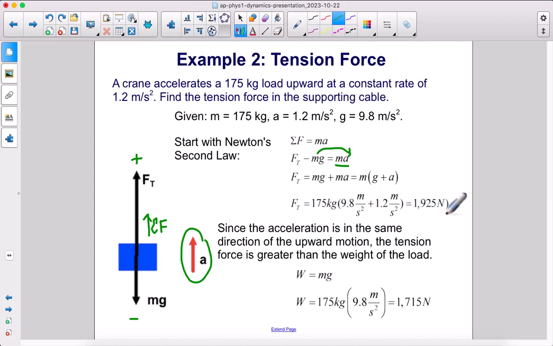1,925 newtons. Since the acceleration is in the same direction as the upward motion, the tension force is greater than the weight of the load. If you calculate the weight, you'll see that it's 1,715 newtons. So yes, tension is greater than the weight.